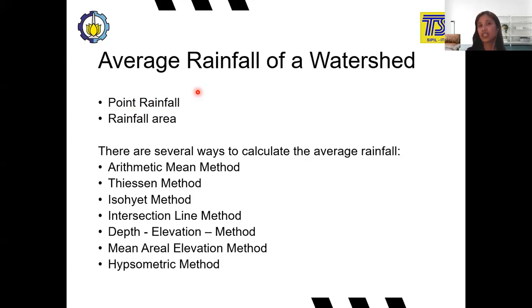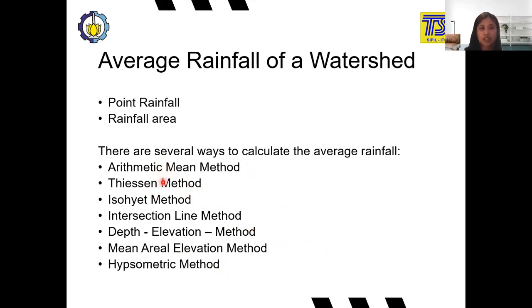And then after that, we can also calculate the rainfall area by using those points. So in one area, usually there is more than one point, meaning more than one station. After that, we can calculate the rainfall area based on the point rainfall. And there are several ways to calculate the average rainfall. For example, here, we will not talk about all of the methods, because usually there are these four.